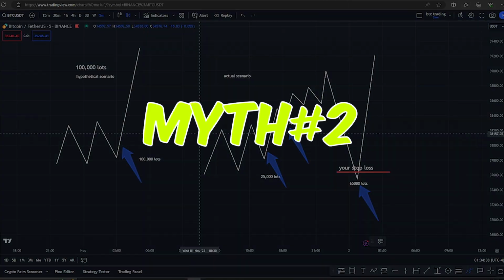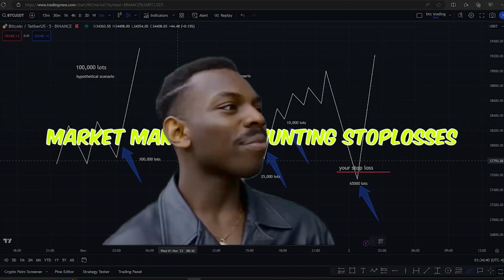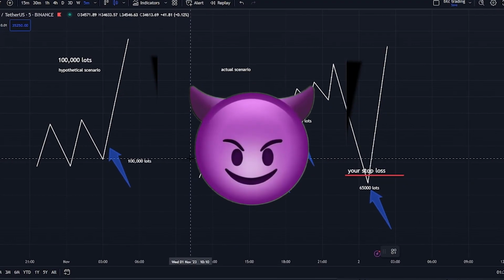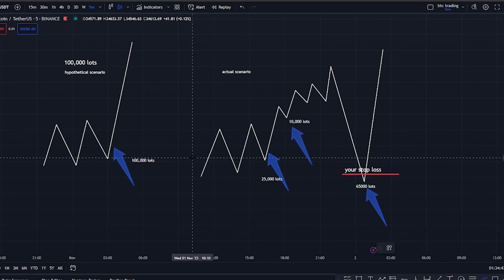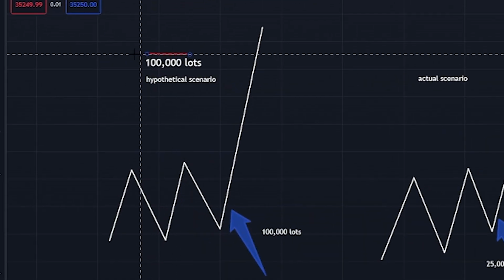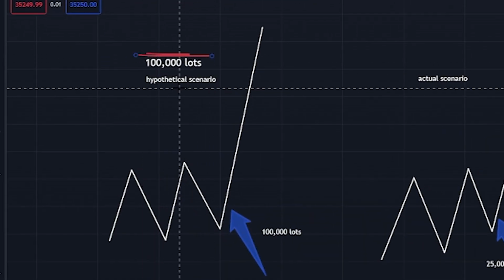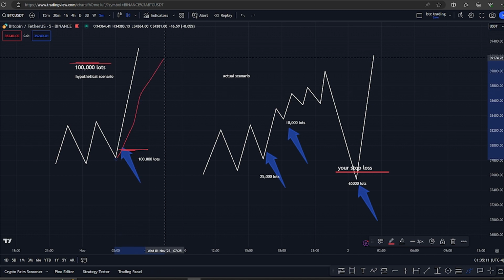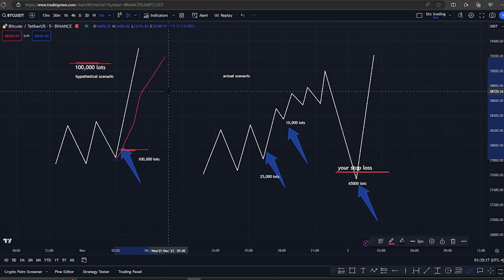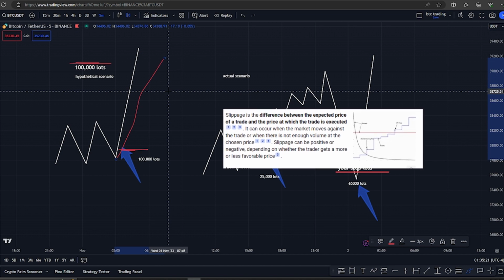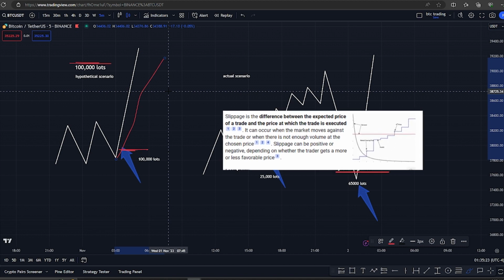Another common myth about liquidity is that market makers are there to hunt your stop losses and they are some sort of evil stuff. But that is not the case, and it is basically the necessity of the market. Suppose for example you need to buy 100,000 lots of either GBP or BTC. If you market execute all the orders at a single price point, the price will shoot up. This will cause a lot of slippage, and the big institutions and the market makers won't be able to execute their orders at the perfect price.